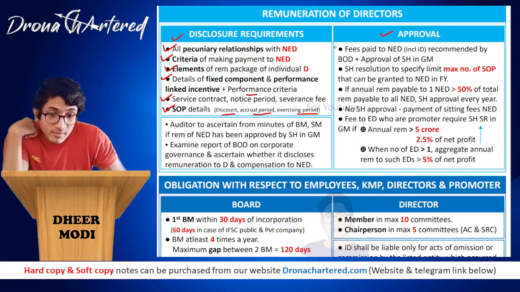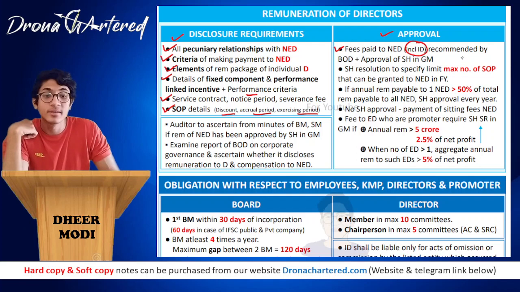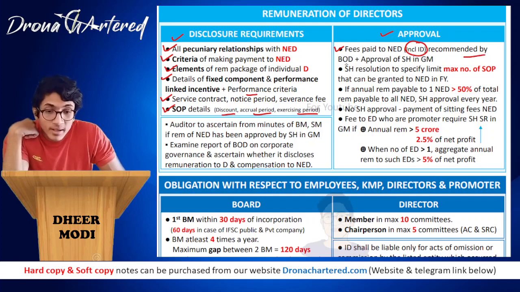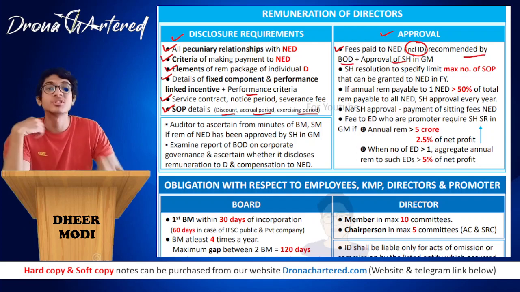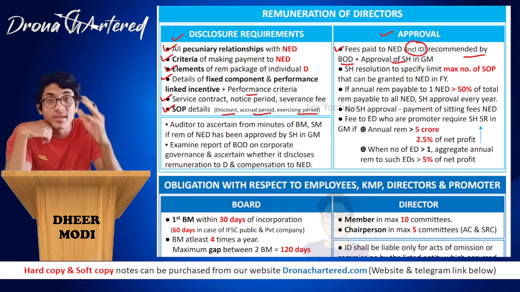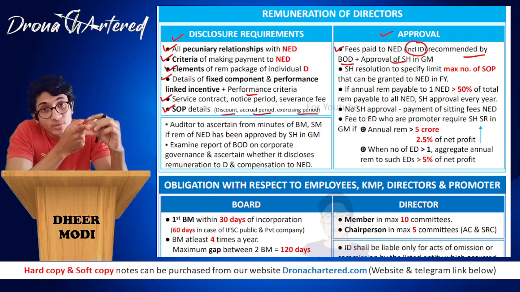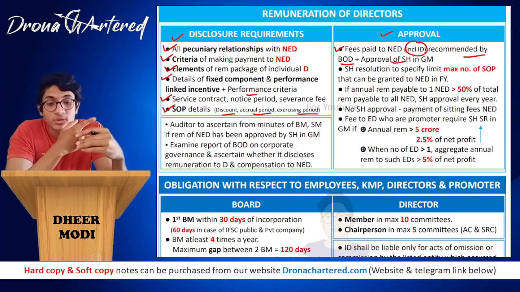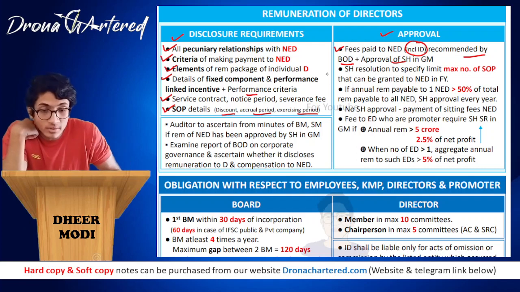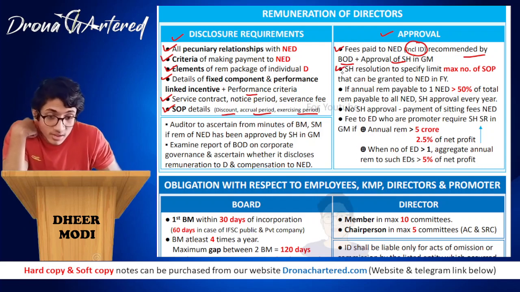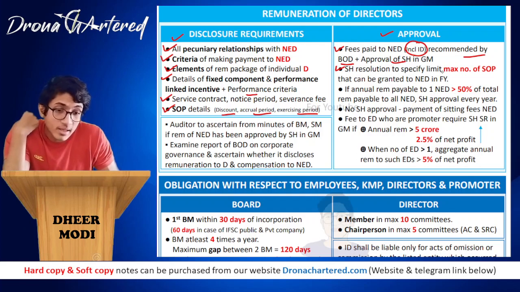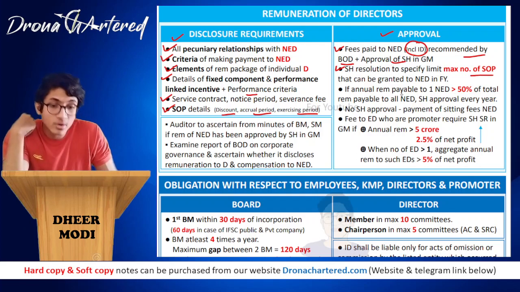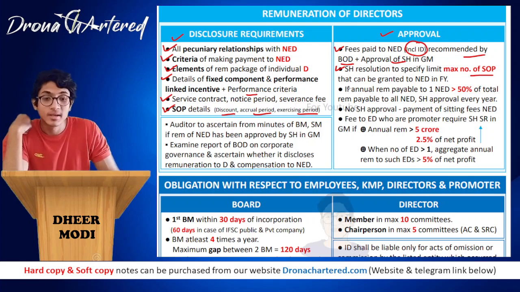Okay. Now next is the approval. Approval is fees paid to non-executive director. This includes your independent director. Shall be recommended by BOD plus approval of shareholders in general meeting. So whatever fees you are paying, first of all, it needs to have BOD approval, and second, it also has to be approved by shareholders. Next is your resolution to specify the limit, that is the maximum number of your stock options that can be granted.